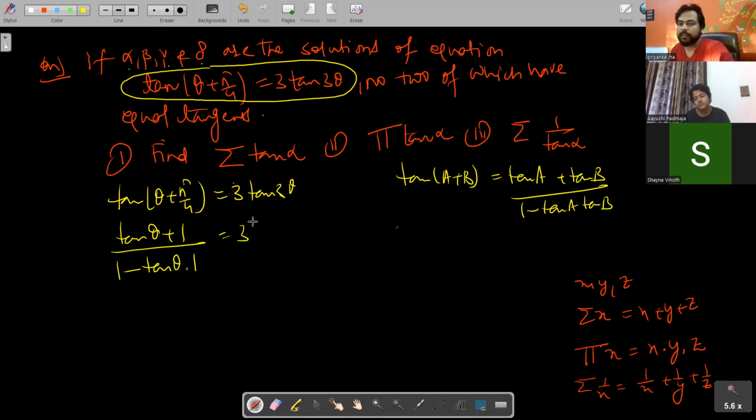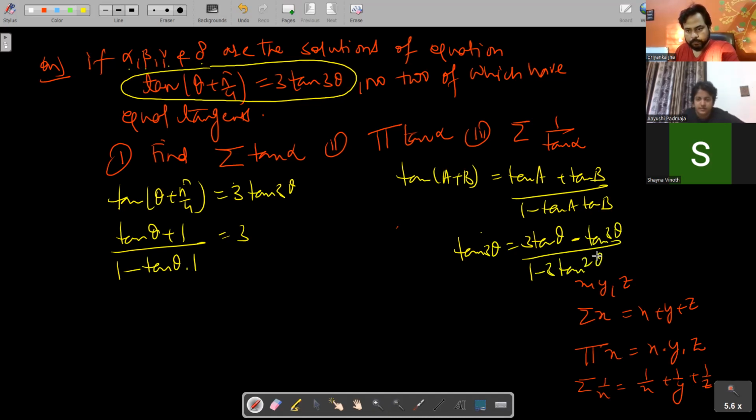Also, do you remember the formula for tan 3 theta? It is 3 tan theta minus tan cube theta by 1 minus 3 tan square theta. Correct. Do you remember, Saina? I keep getting confused with the tan formula, sir. Sine and cos I remember, but tan I get confused. So 3 tan theta minus tan cube theta upon 1 minus 3 tan square theta. You have to remember this. Yes.